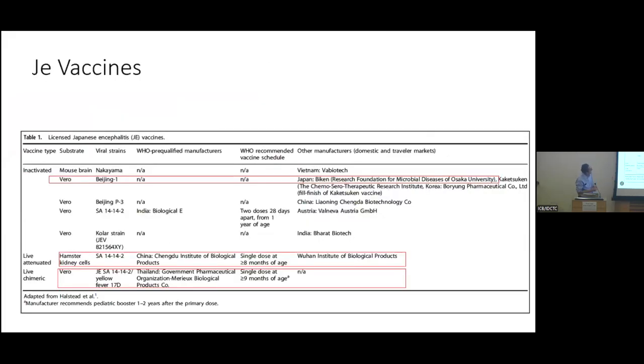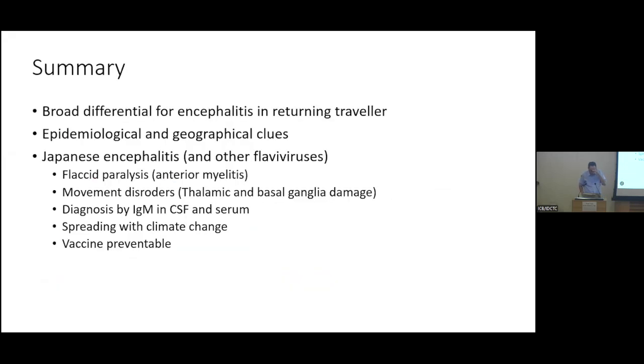And these are the vaccines. This is the one that's been available for a long time, wasn't being used, and is now being used. This one is the one that's now being used widely across Asia. This is a chimeric vaccine. So it's the yellow fever vaccine backbone with the Japanese encephalitis virus antigen inserted into it. Quite clever.